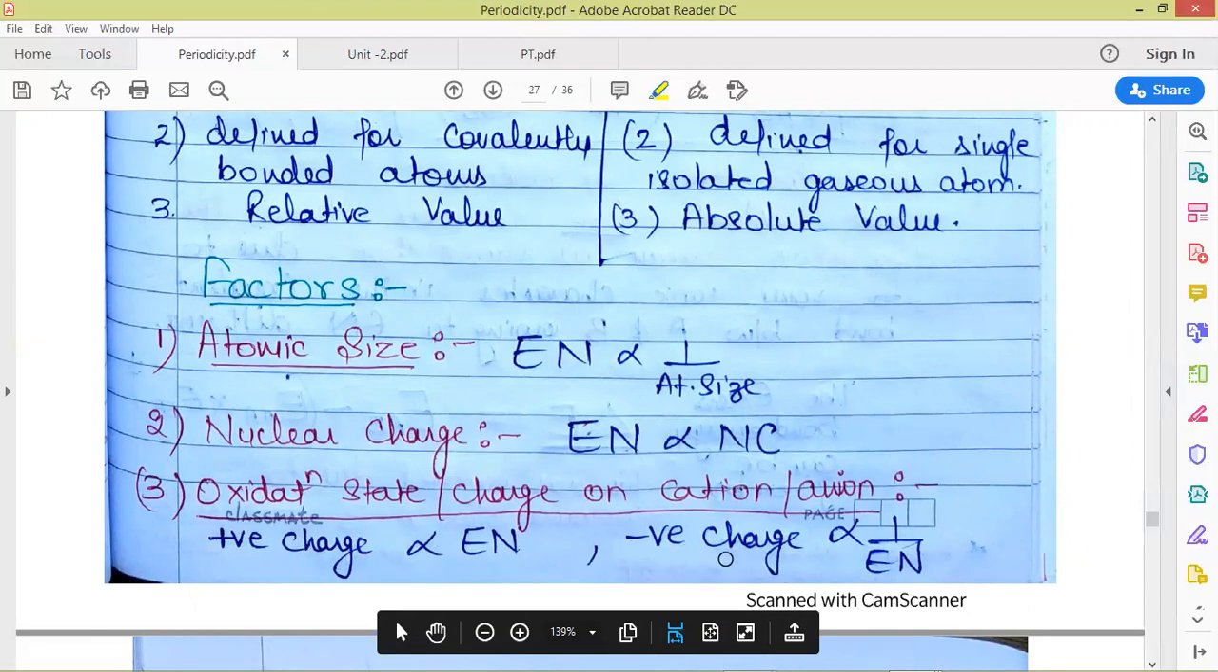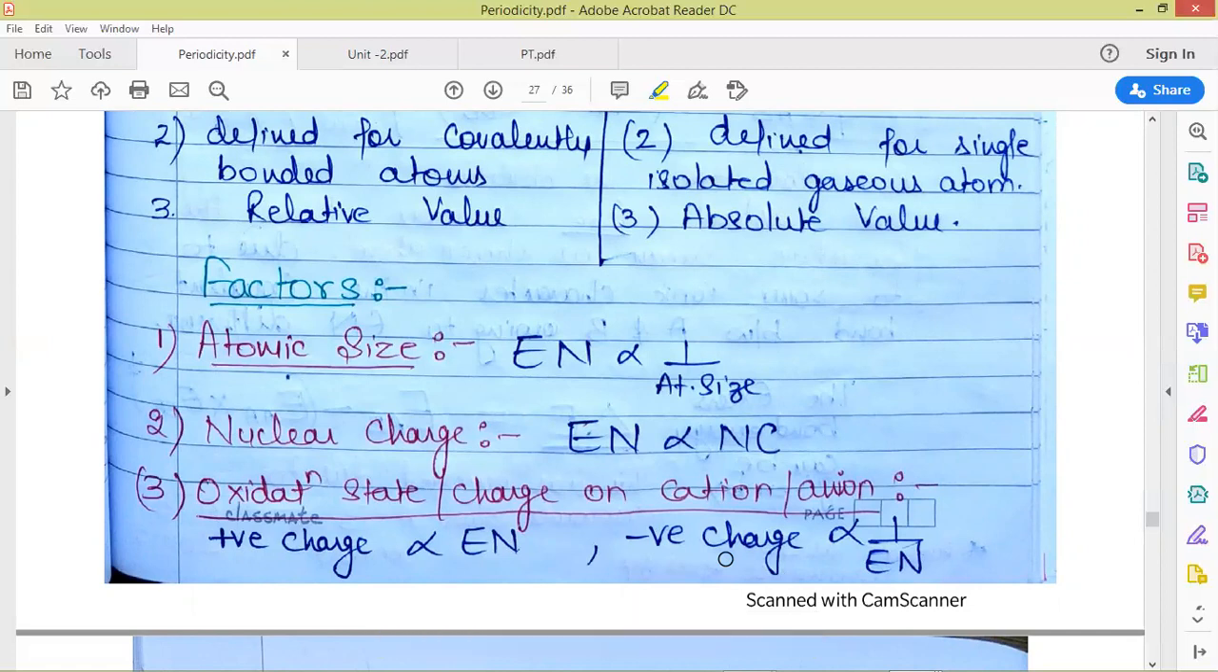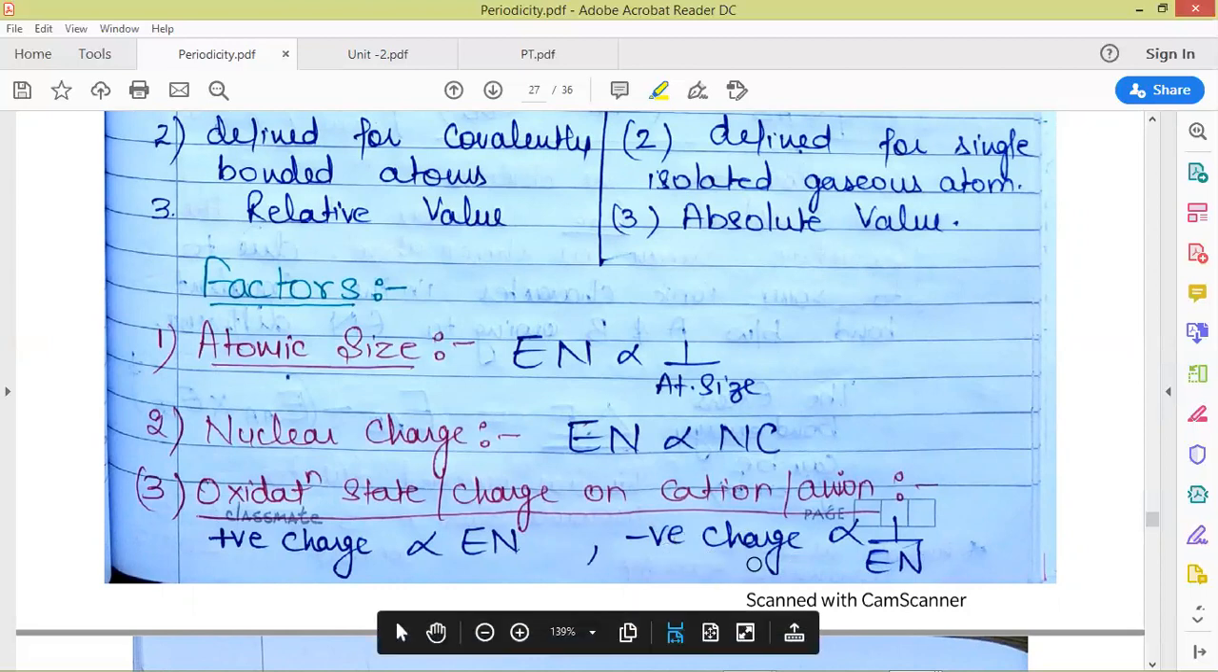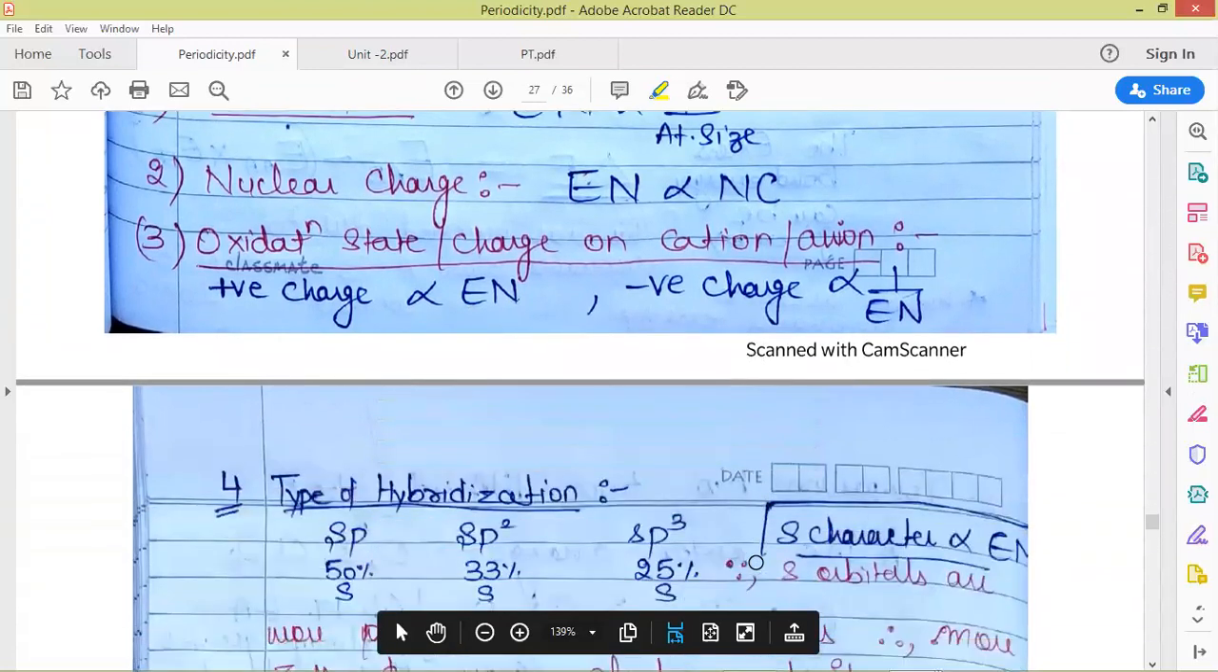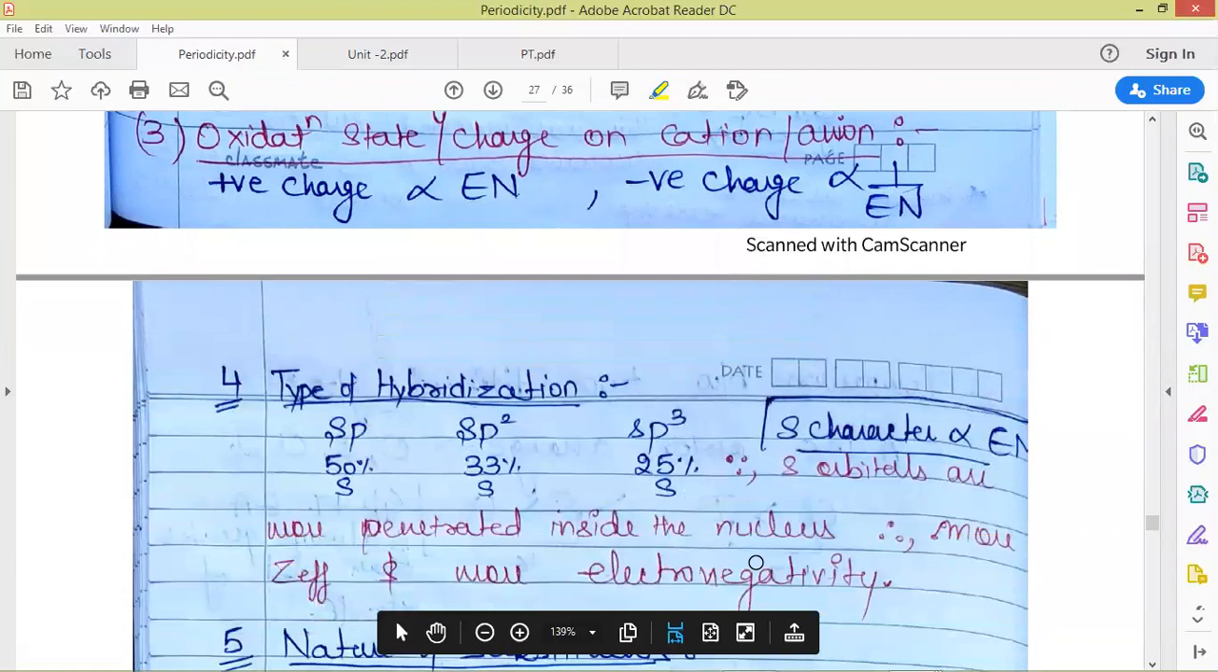While if negative charge is already there on the species, then it won't attract the outer electrons with that much capacity in comparison to the case it would have attracted if it was neutral. So with increase in negative charge, electronegativity decreases. So positive charge is directly proportional to electronegativity, and negative charge is inversely proportional to electronegativity. Next factor we have is type of hybridization.